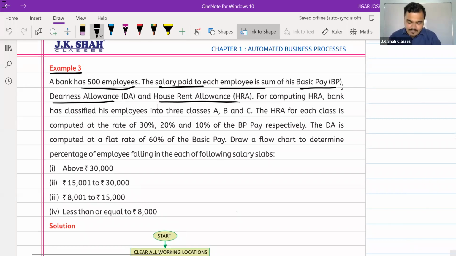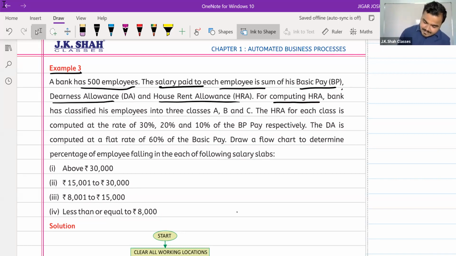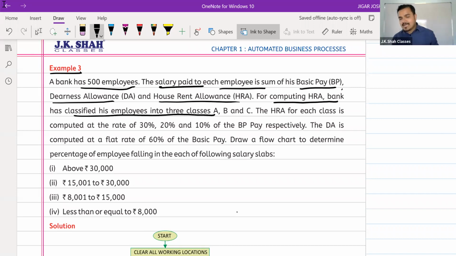When a variable is already defined in the question, we will use the same variable, yes or no? Yes, sir. For computing HRA, the bank has classified its employees into 3 categories. It means how many types of employees do we have? Sir, 3 types. Do I need to ask my employees whether they are type A, type B, or type C? Yes, sir.